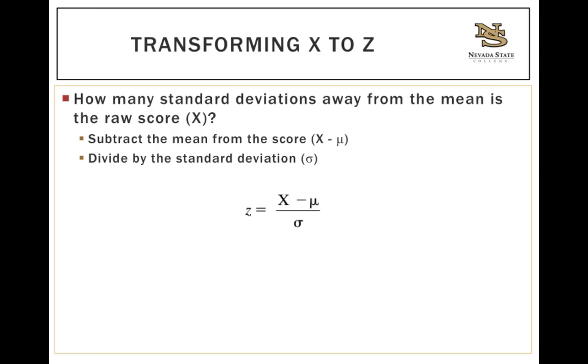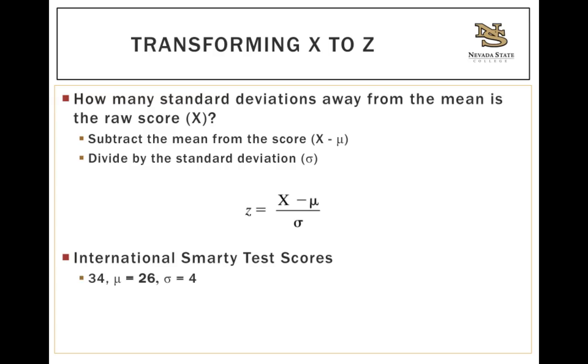So let's take the example that we just used for the International Smarty Test. Let's assume that you have a raw score of 34. Your mu is 26. Your sigma is 4. In order to calculate your z-score, you simply subtract your mu from your x and divide by your sigma. So we have our 34, which was our raw score, our 26, which was our mean, and we divide by 4, which was our standard deviation. That gives us 8 divided by 4, which gives us a z-score of 2.